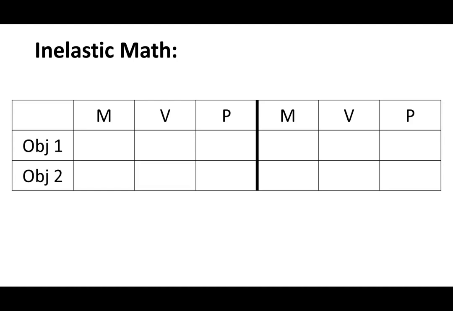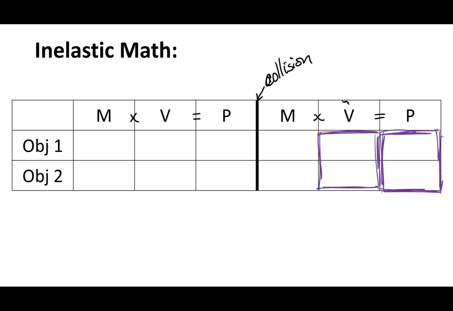Now, for the math, we have m times v equals p, and then we have m times v equals p again. Now, the difference is for the after. So this is the collision. With this collision, object 1 and object 2 are now staying together. And since they are together, they will have one momentum. Since they're staying together, they will be going one velocity, the same velocity, since they're together. So it kind of makes the math a little bit simpler than elastic collisions.